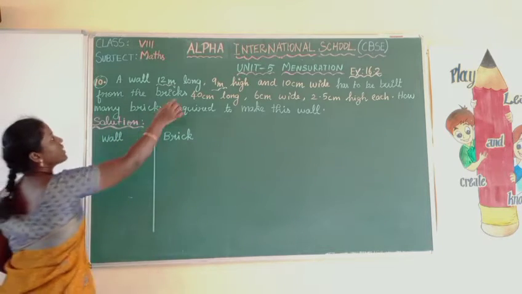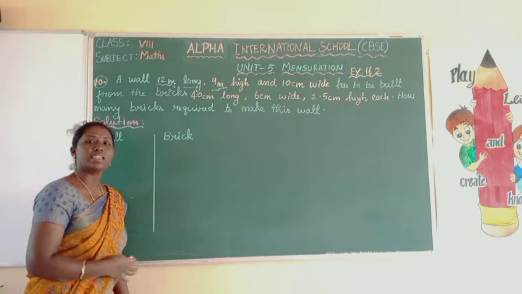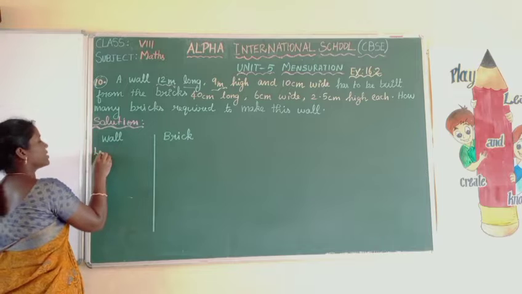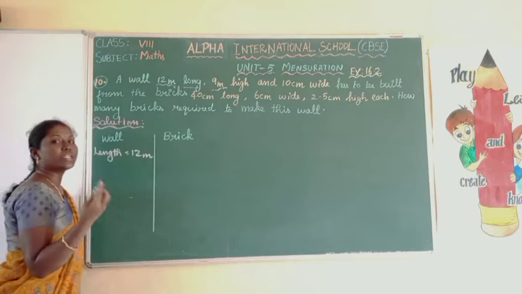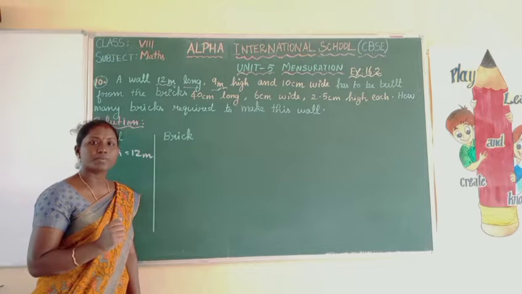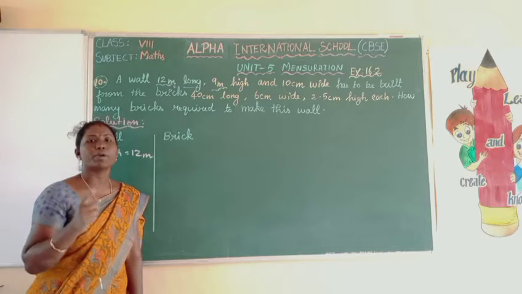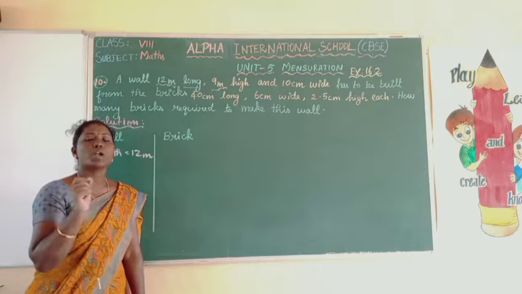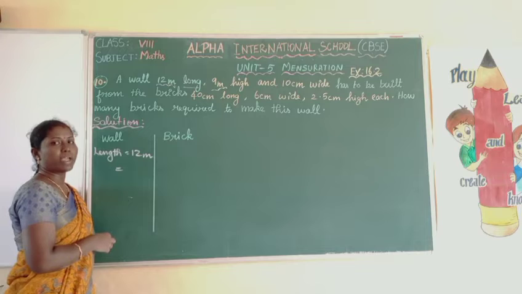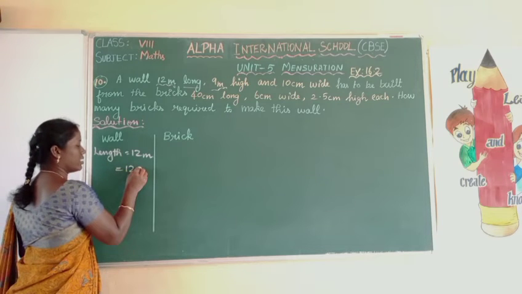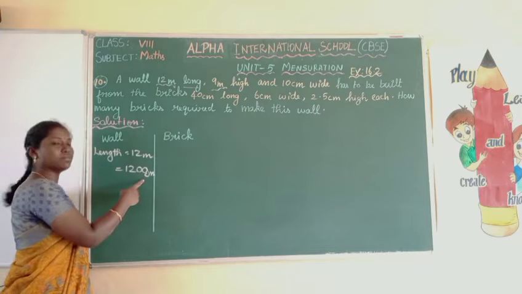So first, what is given? The wall is long, which here we can consider as the length. Length of the wall is equal to 12 meter. From meter to centimeter, how to convert it? Yes, 1 meter is equal to 100 centimeter. You have to always keep unit conversions in mind. So we multiply by 100, and the value will be 1200 centimeter. So we converted meter to centimeter.